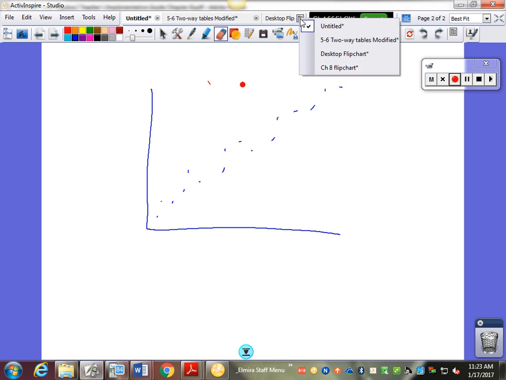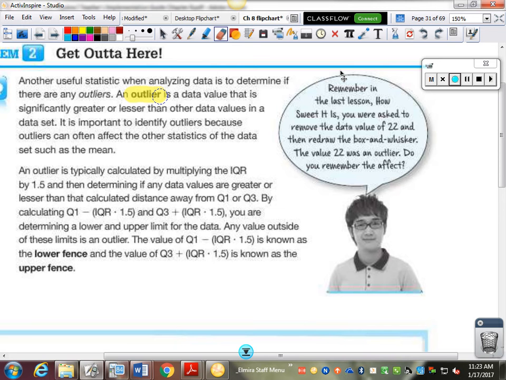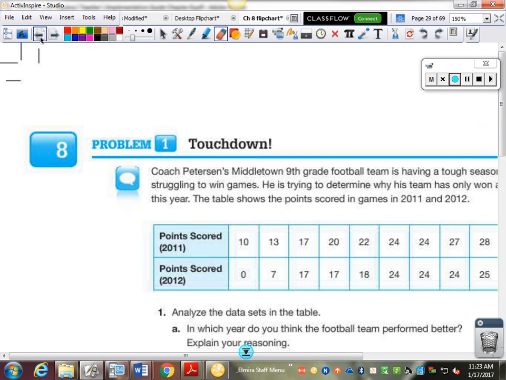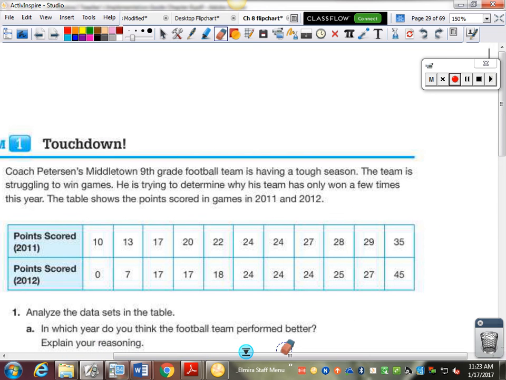If we look at a set of numbers, let me go back to football scores. Okay, here we go. If we go back to this set of numbers, 0 and 45, those are the highest and the lowest numbers. Is 45 big enough to be considered an outlier? Is 0 small enough to be considered an outlier? Okay, so there's an actual formula for figuring this out.